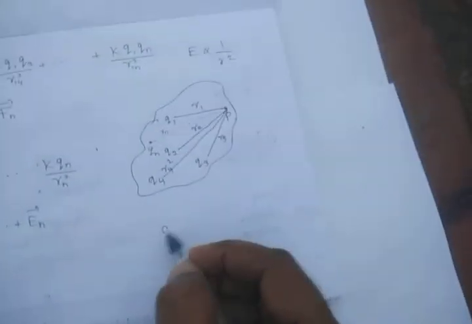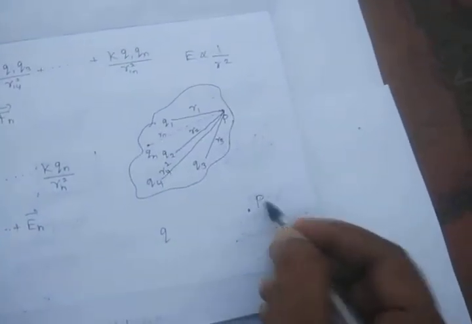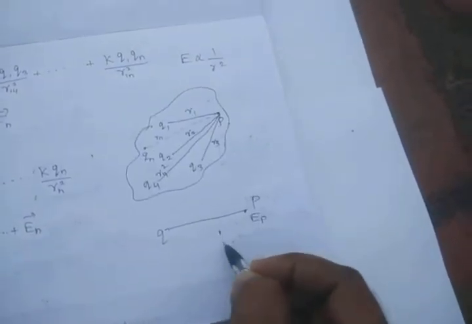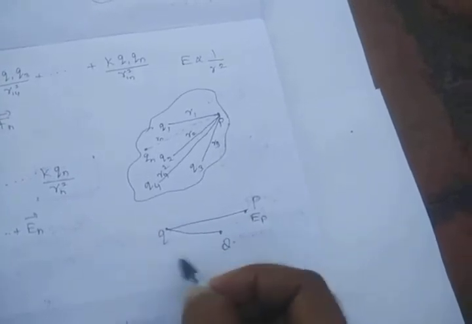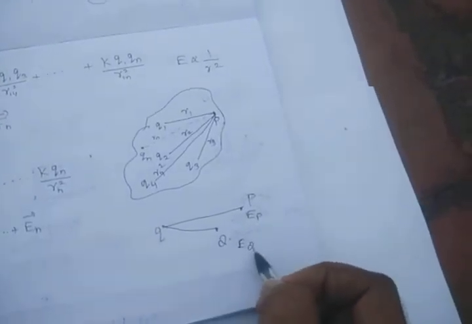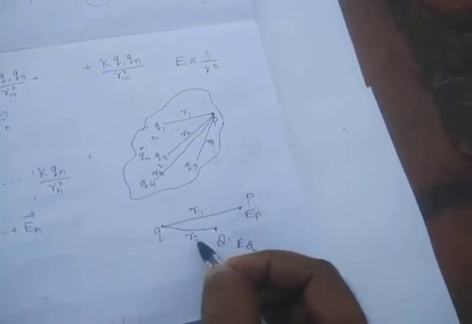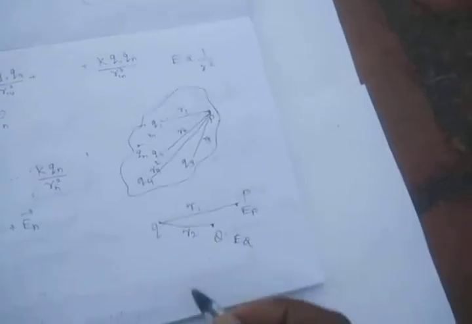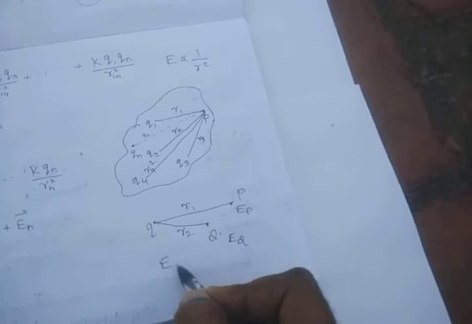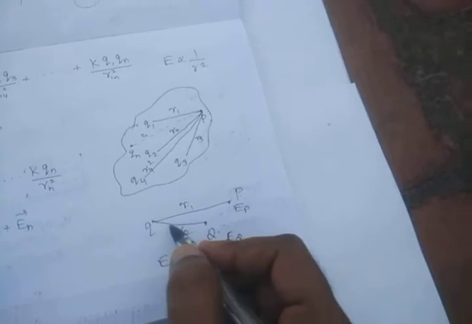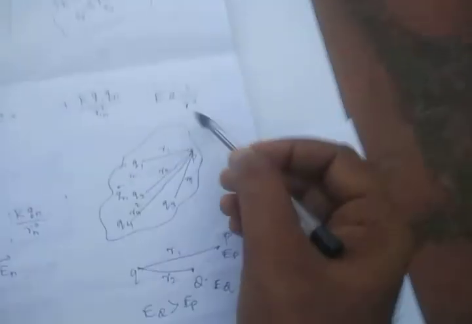This is a point charge Q. If the point P is here, the electric field at this point P is EP. Let us assume another point Q here. The distance between these two is this one, and the electric field at this point is EQ. So this is R1, this is R2. Evidently R2 is greater than R1. Hence EP is less than EQ, because when the distance increases, the electric field becomes very less. Hence we come to the conclusion that E is proportional to 1 by r squared.